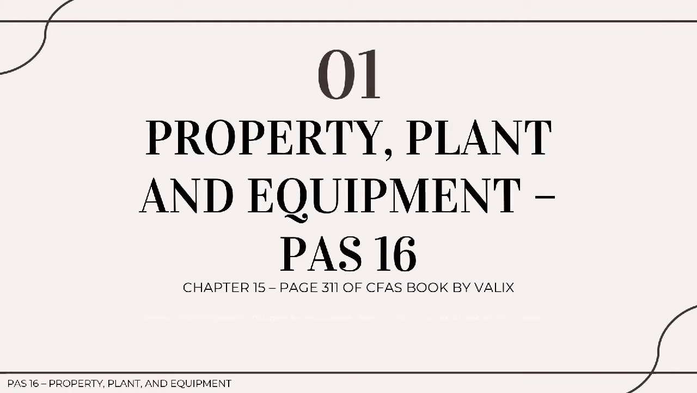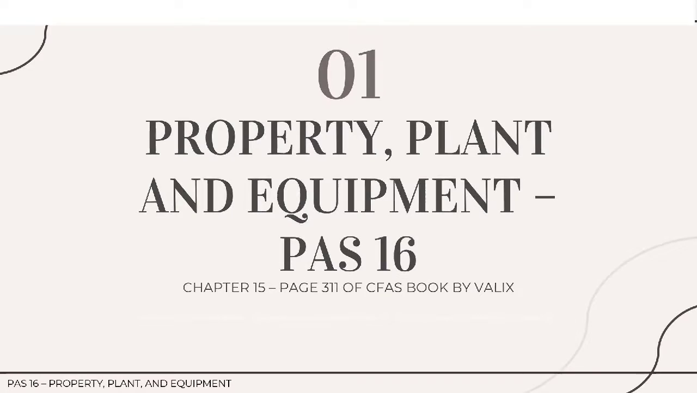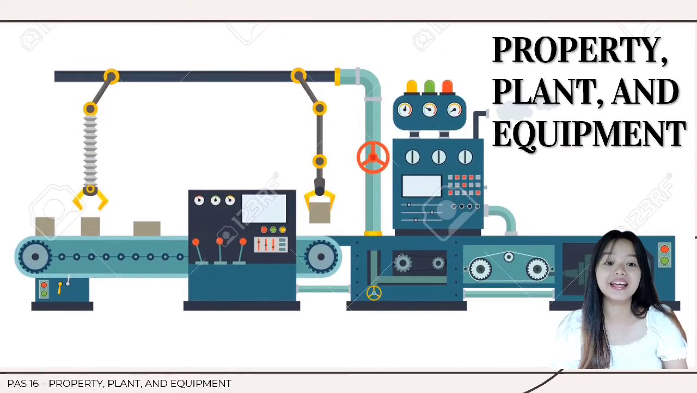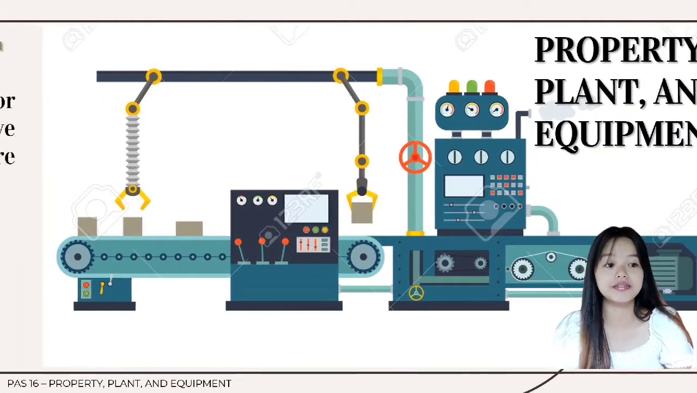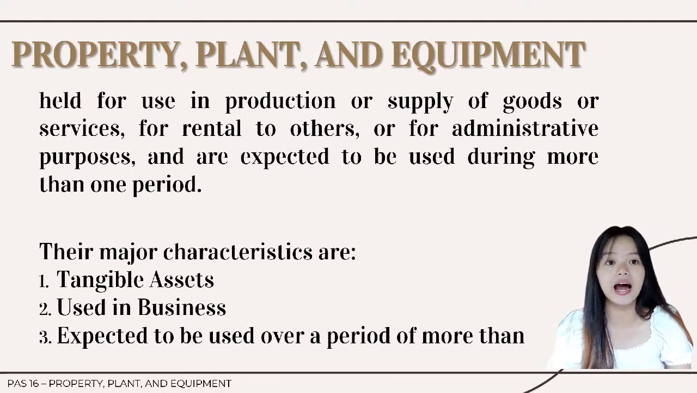Property, Plant and Equipment, Philippine Accounting Standard Number 16. This is in page 311 of the book by Valix, chapter 15. Property, plant, and equipment are held for use in production or supply of goods or services, for rental to others, or for administrative purposes, and are expected to be used during more than one period.